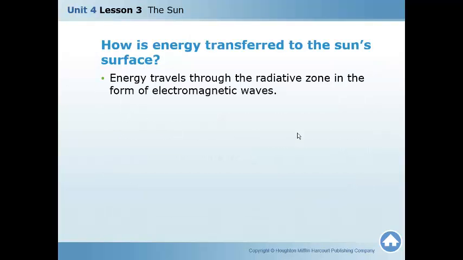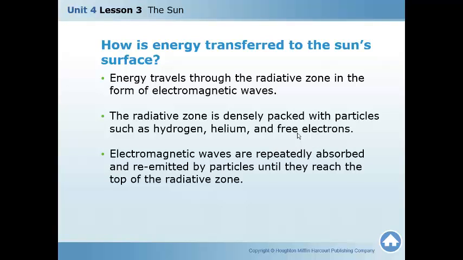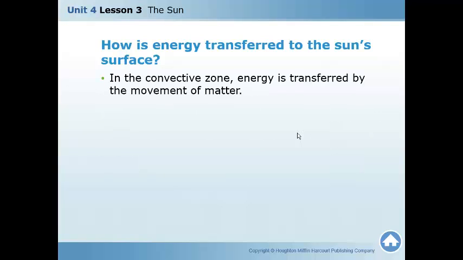Energy travels through the radiative zone in the form of electromagnetic waves. We've studied electromagnetic energy before, and that's how energy is traveling in that zone of radiation in the Sun. Remember, the radiative zone is just outside of the core. The radiative zone is densely packed. That means the particles are really tightly packed together, and those particles are things like hydrogen, helium, and free electrons. Electromagnetic waves are repeatedly absorbed and reemitted by particles until they reach the top of the radiative zone.